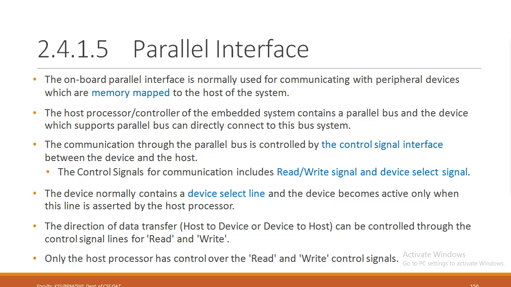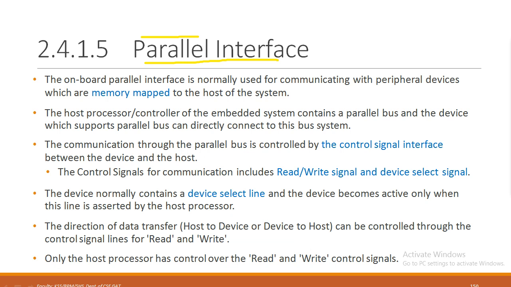The last onboard interface in this syllabus is the parallel interface. A parallel interface refers to a multi-line channel, where each channel is capable of transmitting several bits of data simultaneously. There are two types of interface available. The first one is the serial interface, and this is the parallel interface.